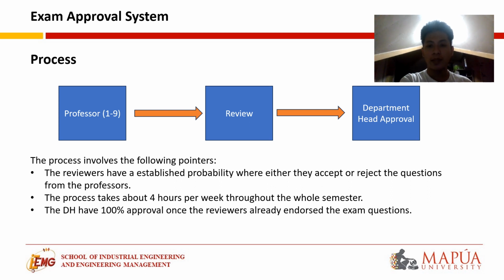So there are some pointers that we need to include with this simulation. The first one is the process involves the following. The reviewers have an established probability where either they accept or reject the questions from the professors. This will be one of the variations when we conduct the different scenarios. At the same time, the process takes about 4 hours per week throughout the whole semester. And lastly, the department has 100% approval once the reviewers already endorse the exam. So these are the limitations to these simulations, and we will be discussing the ProModel observations.